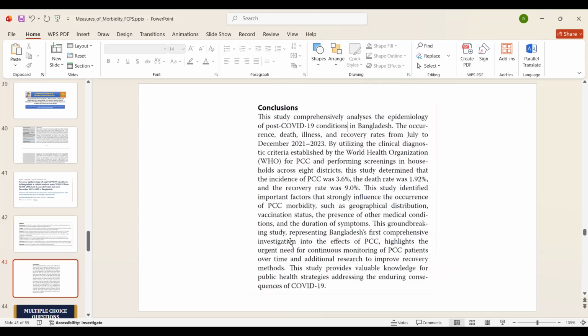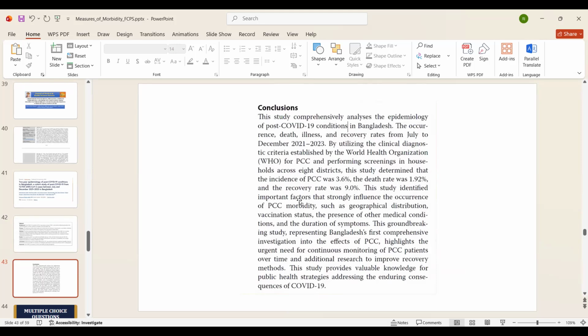So the conclusion of the study was that the study comprehensively analyzed the epidemiology of post-COVID-19 condition and its occurrence, death, illness, and recovery rate from July to December, by utilizing the clinical diagnosis criteria established by the WHO for post-COVID condition and performing screening in households across the 8 districts. The study determined that the incidence of post-COVID condition was 3.6, the death rate was 1.92, and the recovery rate was 9.